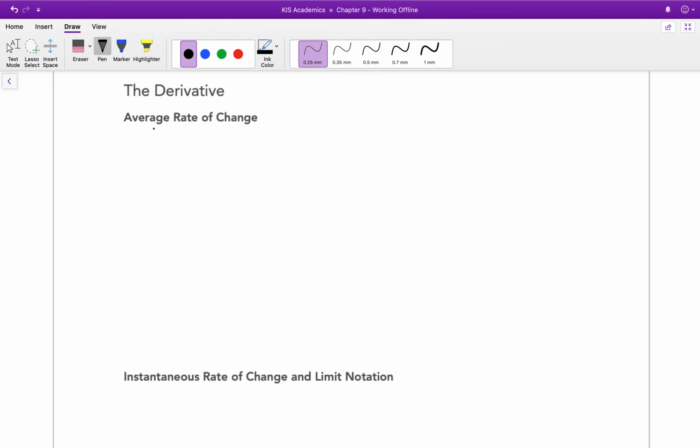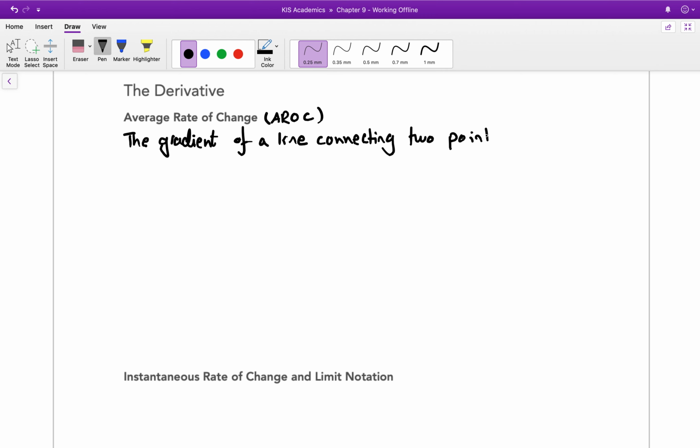So our average rate of change, or AROC for short, is the gradient of the line connecting 2 points on a curve. So it is the gradient of a line connecting 2 points on a curve.